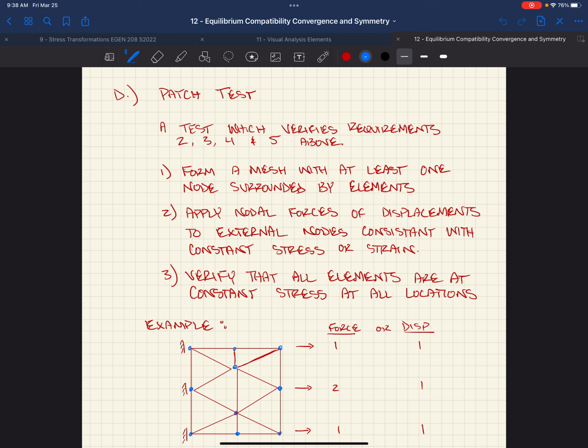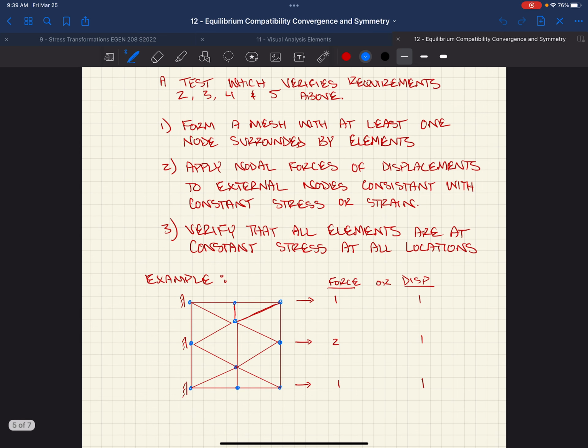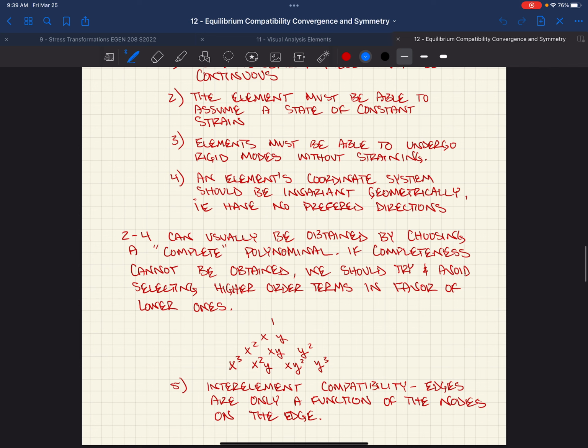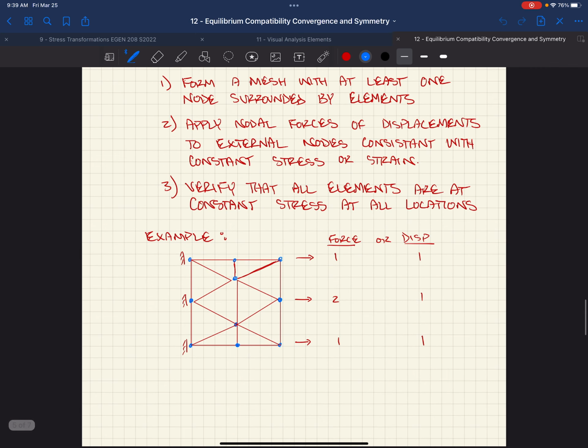So as an example of a patch test, if you wanted to check some of the requirements for compatibility in ANSYS, for instance, you were modeling something out of plates, you could do a patch test to confirm that we had continuous, constant strain, rigid body modes, all of those things. You, as a user in ANSYS, could just make this model if you were doing plate 42, plate 352, or whatever you ended up deciding.